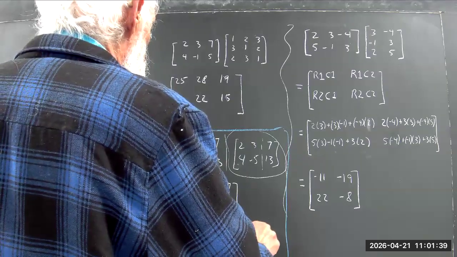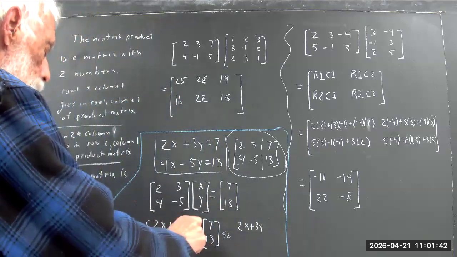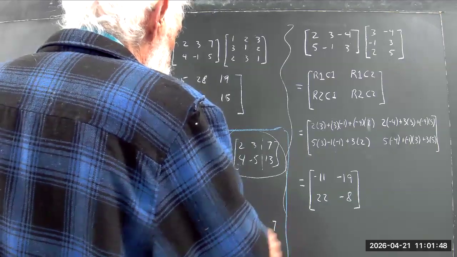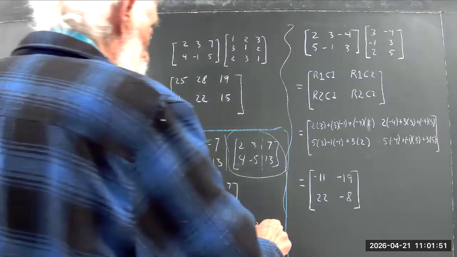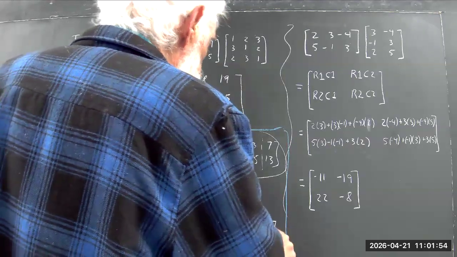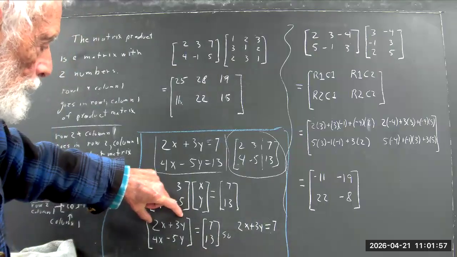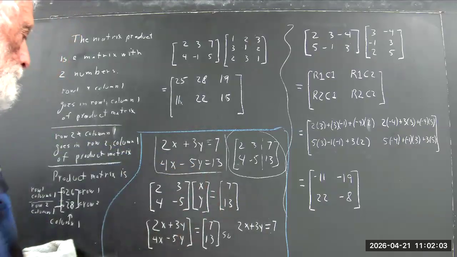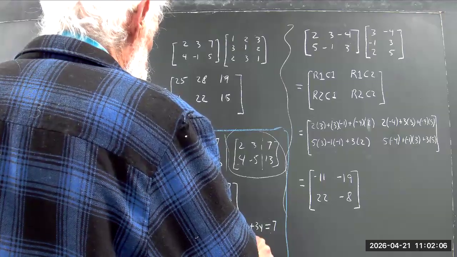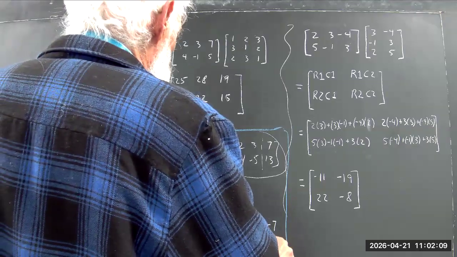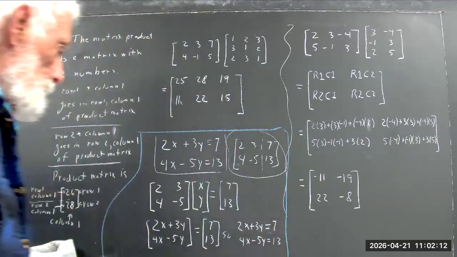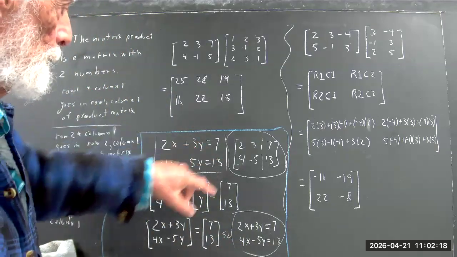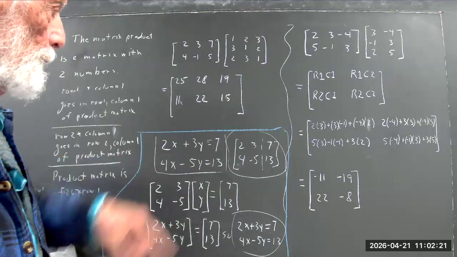So 2x plus 3y is the first row of our left-hand matrix. 7 is the first row of our second matrix. If those matrices are equal, the first row of this one has to equal the first row of that one. First row of the first matrix has to equal the first row of the second matrix. And similarly, second row of the first matrix has to equal the second row of the second matrix. So we come full circle. We started with the equation 2x plus 3y equals 7 and the equation 4x minus 5y equals 13.